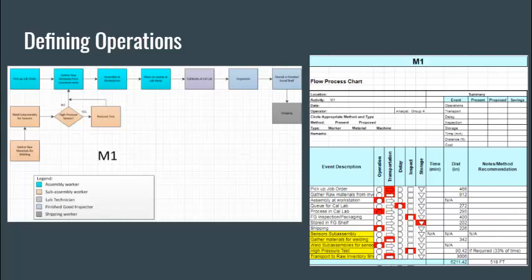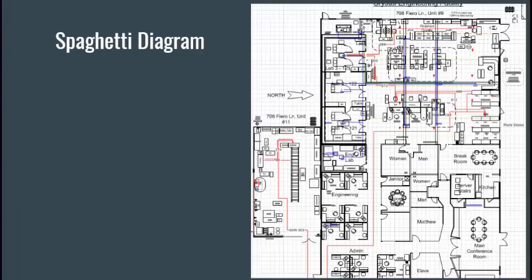To define operations, we use flowcharts to map out the processes for each product line. Here is an example for their M1 product line. As you can see, we color-coded the flowchart to indicate the type of workers that are associated with each step. The flow process diagram on the right includes the distances and the type of step, be it operation or inspection. The spaghetti diagram shown was made in Visio in order to get the distances for each of the steps. All of these tools were used to map out all products.